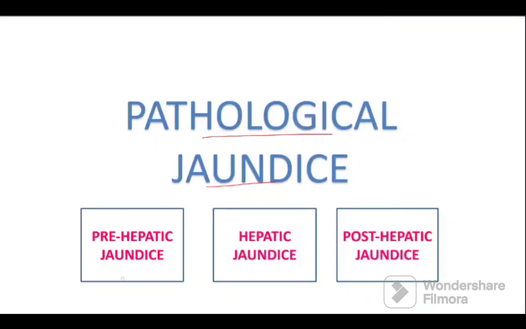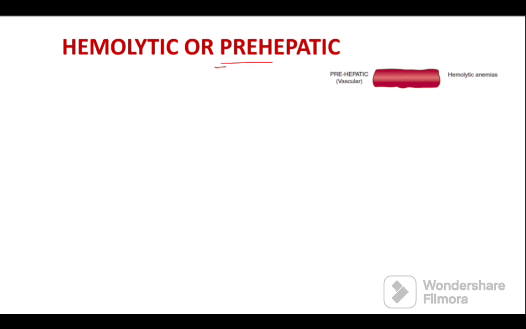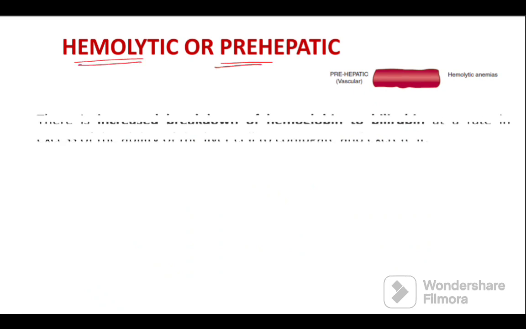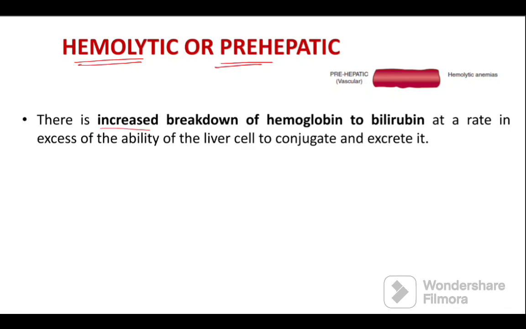Pathological jaundice: prehepatic, hepatic and post-hepatic jaundice are discussed under pathological jaundice. Firstly, prehepatic jaundice, which is otherwise called hemolytic jaundice. In this type of jaundice, there is increased breakdown of hemoglobin to bilirubin at a rate in excess of the ability of the liver cell to conjugate and to excrete.